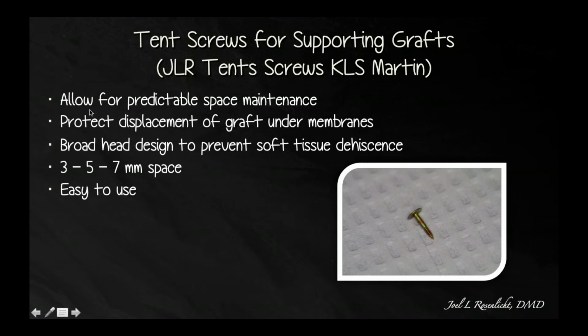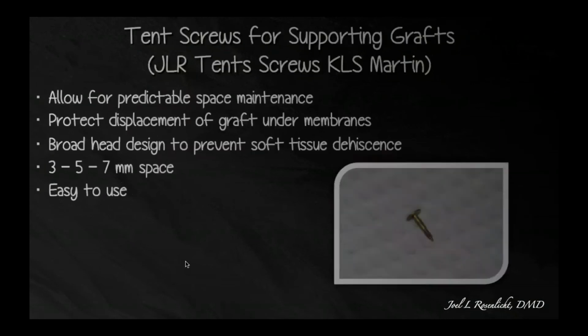And what this 10 screw does is it allows for a particular predictable amount of space. It protects the displacement of the graft under the membranes. Its broad head helps prevent tissue dehiscence, and it's actually relatively easy to use. So that's kind of what it looks like.